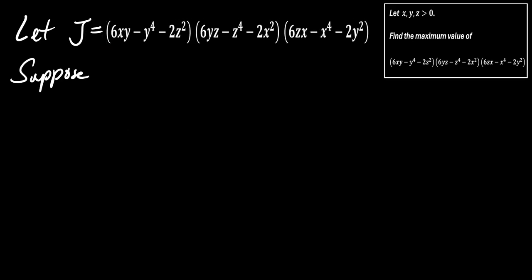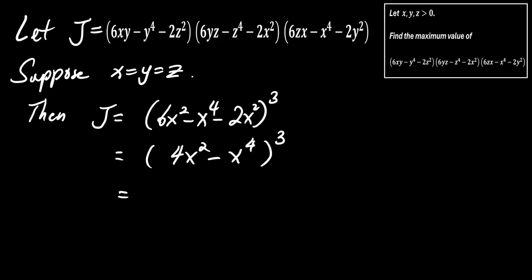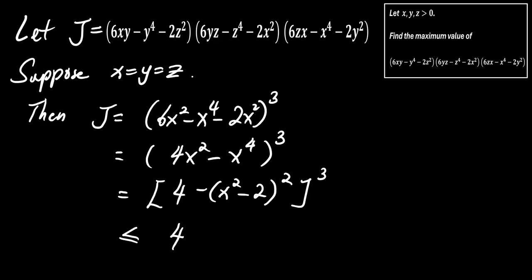Suppose x equals y equals z. Then the expression becomes J equals (6x squared minus x to the power of 4 minus 2x squared), all cubed. This simplifies to (4x squared minus x to the power of 4), all cubed. Now factor as (4 minus (x squared minus 2) squared) raised to the power of 3. This is maximized when x squared equals 2. Therefore, J is less than or equal to 4 cubed, which is 64.